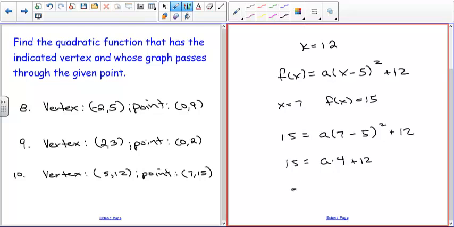Subtract 12 from both sides, you'll get 3 is equal to 4a. So if you subtract 12 from here, you get 0, 12 from here, you get 3. And so a is going to be equal to 3/4. So we go up here and substitute in. So you get 3/4 times x minus 5 quantity squared plus 12.